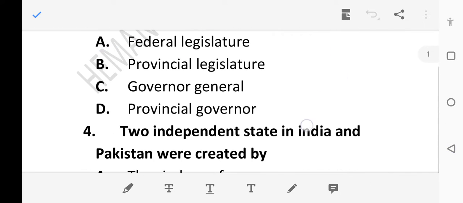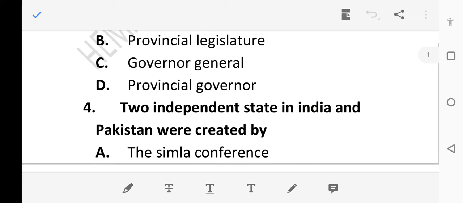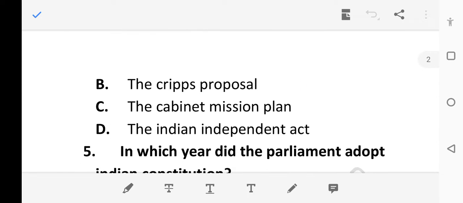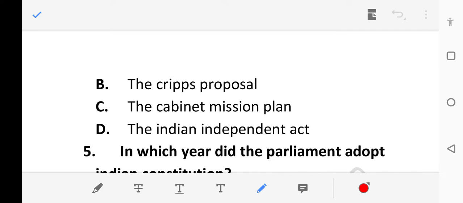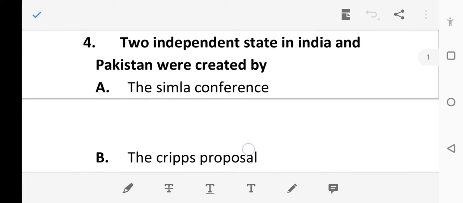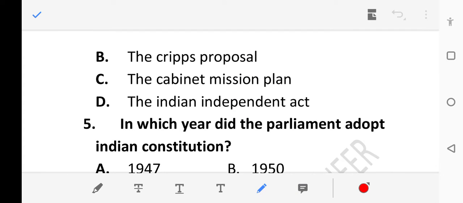Then come to question number 4. Two independent states, India and Pakistan, were created by the Simla Conference, Cripps Proposal, Cabinet Mission Plan, or the Indian Independence Act. That is option number D, Indian Independence Act 1947, by the Mountbatten Plan. So the Indian Independence Act, also known as the Mountbatten Plan. On that basis, India was divided into India and Pakistan. So option number D is the right answer. This is based on the Mountbatten Plan 1947.